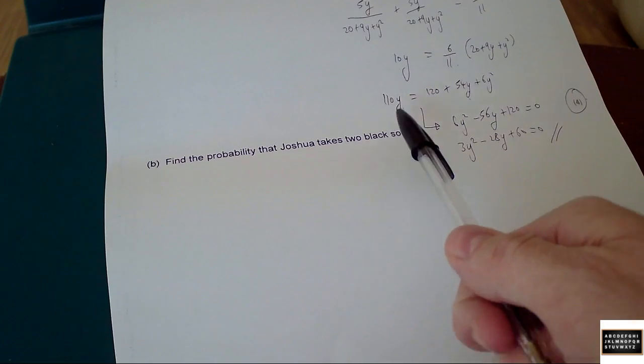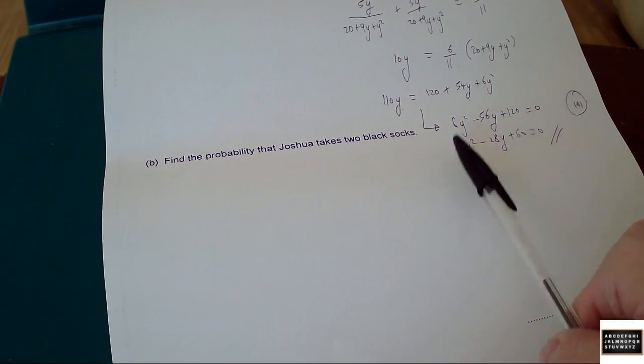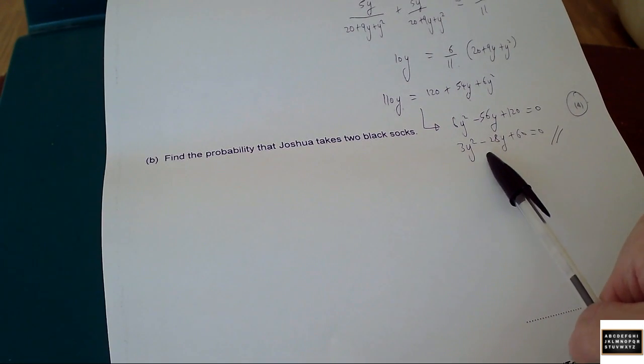Probability that Josh takes 2 black socks. Well, in order to work that out, we need to know what y is. So they haven't got you to do this for nothing. You're going to need to work out what y is. So this is a quadratic that you just need to solve.